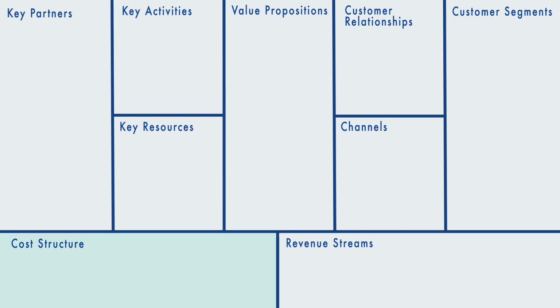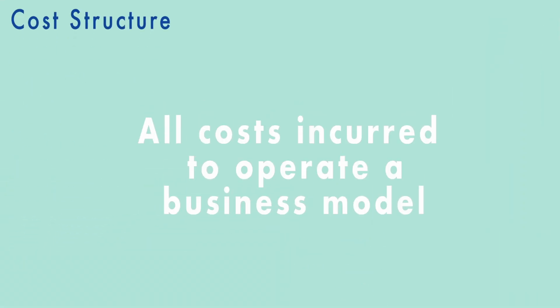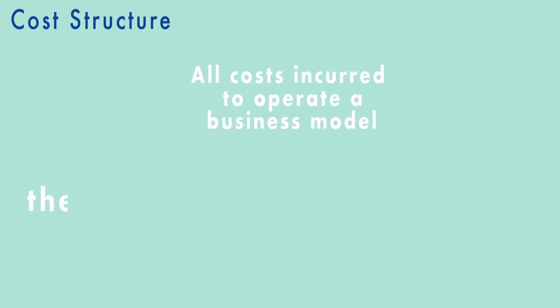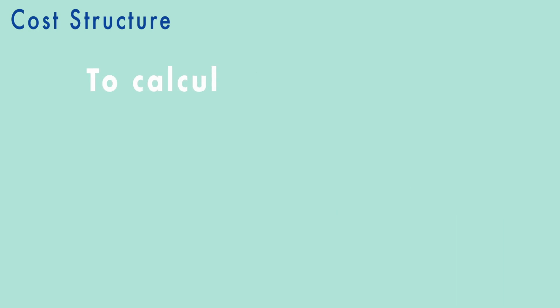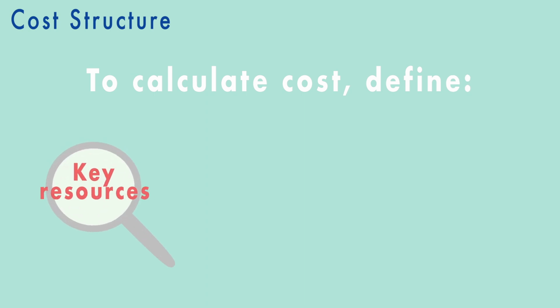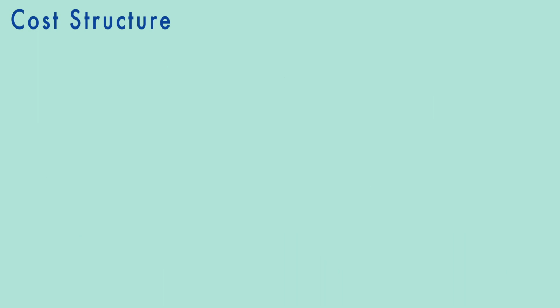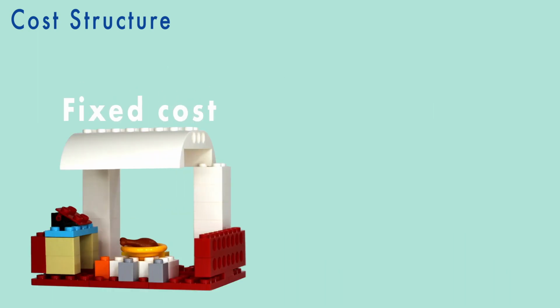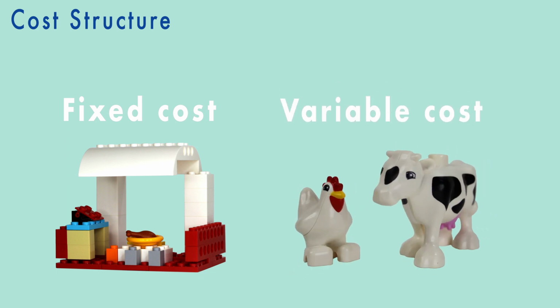Cost structure. The cost structure describes all costs incurred to operate a business model. This building block describes the most important costs incurred while operating under a particular business model. Costs can be calculated relatively easily after defining key resources, key activities, and key partnerships. For the fast food restaurant, you'll need to take into account both fixed costs, such as building costs, and variable costs, such as food costs and monthly operating costs.